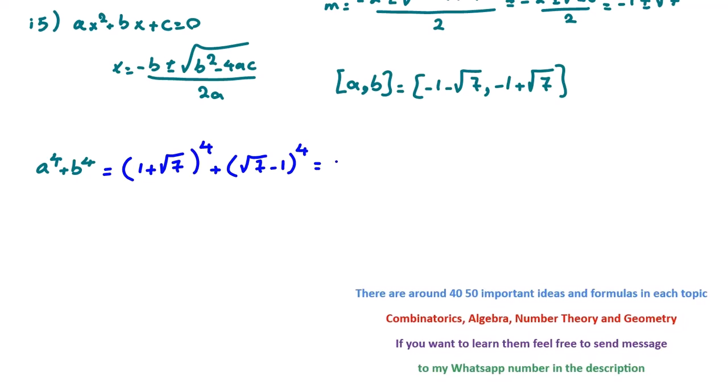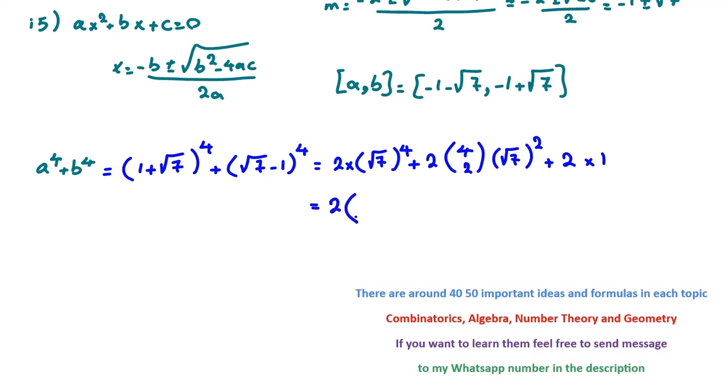So we can say 2 times root 7 to the 4 plus 2 times 4 choose 2 times root 7 squared plus 2 times 1, root 7 to the 0. If we calculate this, it will be what? If we factor out 2, root 7 to the 4 is 7 squared, it's 49. It's 6 times 7, 42. 2 times 1, 1. 49 plus 1 is 50. 50 plus 42 is 92. And it's 184. So the answer is this.